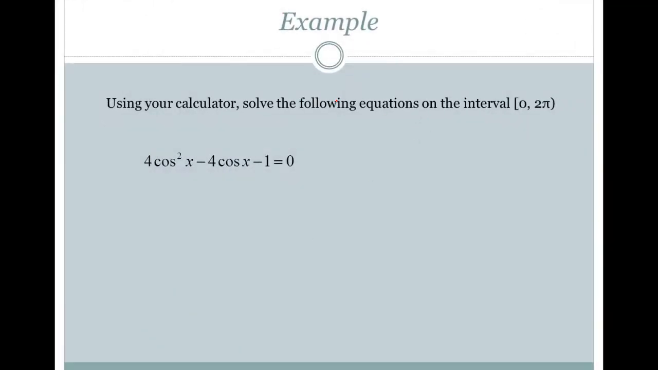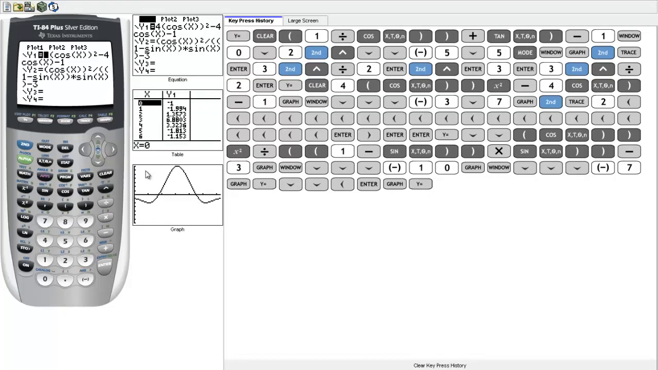Let's use a calculator to solve the following equations on 0 to 2 pi. And so here we have 4 cosine squared x minus 4 cosine x minus 1. In order to solve that, let's go to the calculator program here. And the key is to put that entire equation in. We want to set the equation equal to 0 and then find the zeros using the find zero program on the calculator to get that done.